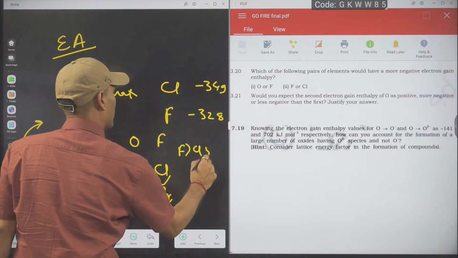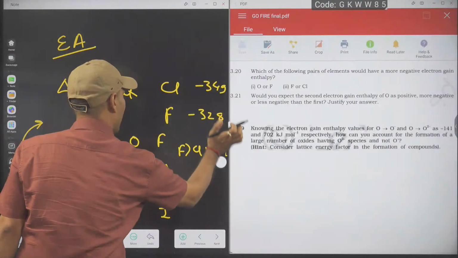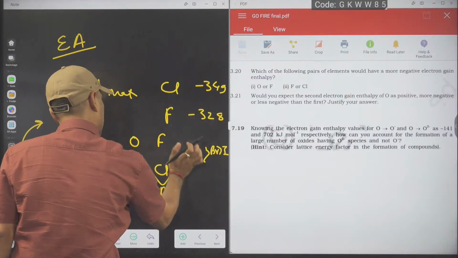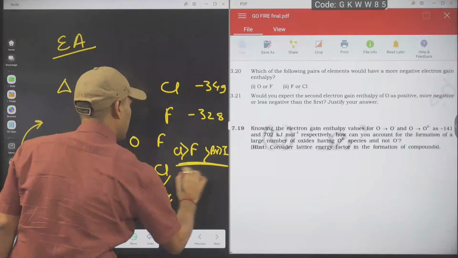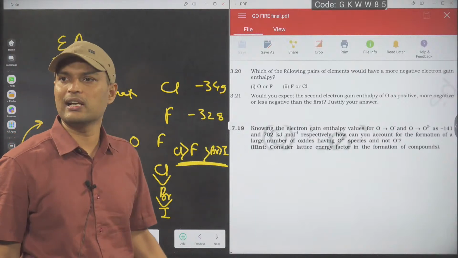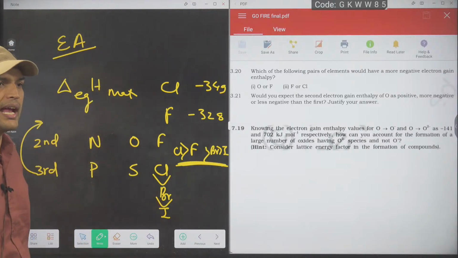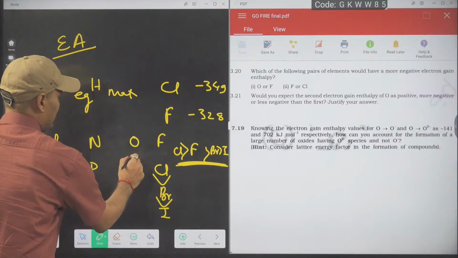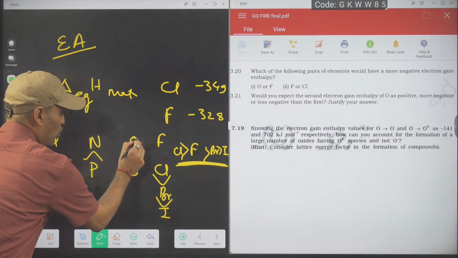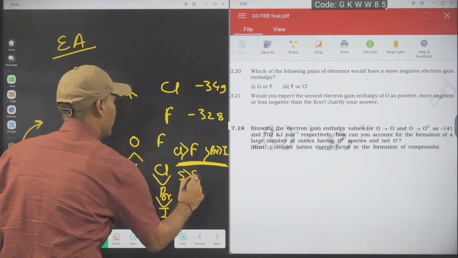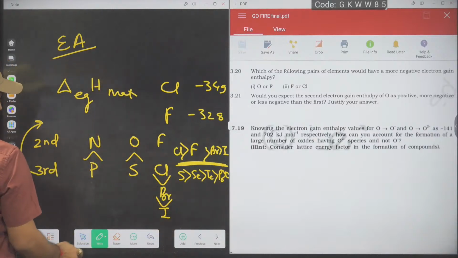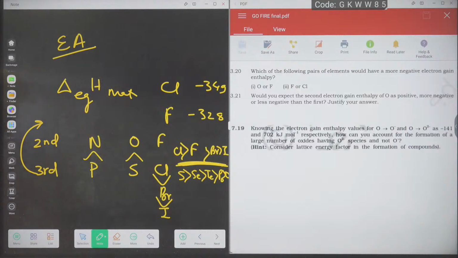So fluorine, chlorine, bromine, iodine. Here you have to make one change. What change? Chlorine and fluorine: chlorine is more than fluorine. Chlorine has the highest electron gain enthalpy, or you can say electron affinity. Cl can take an electron easily. Same thing here: who is more? Sulfur. Who is more? Phosphorus. In fact, in this group, oxygen is minimum: sulfur, selenium, tellurium, polonium, last oxygen.